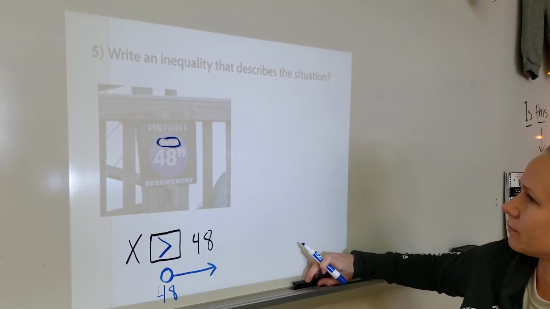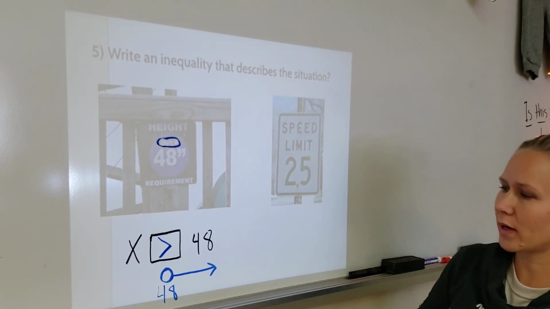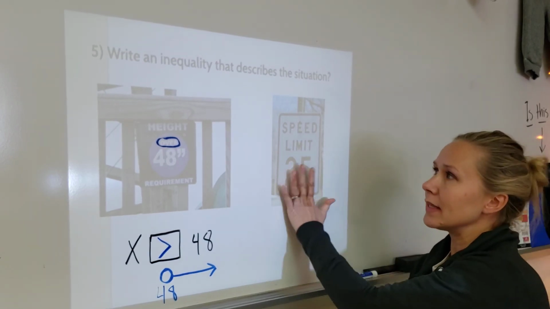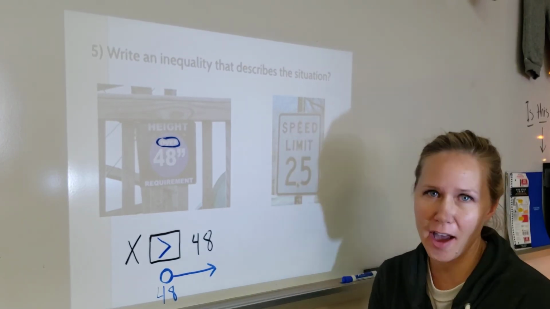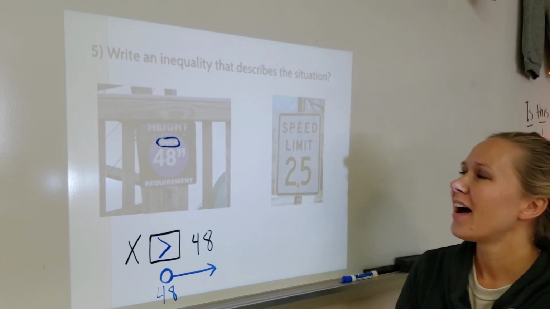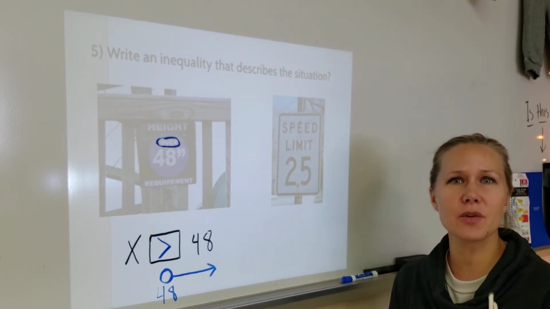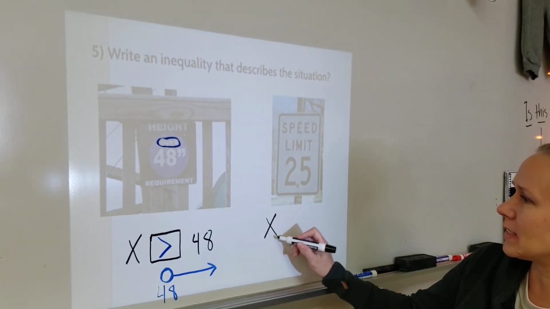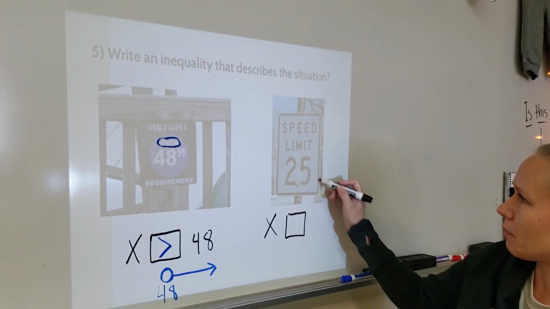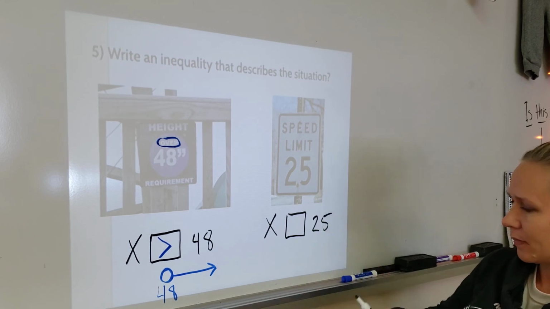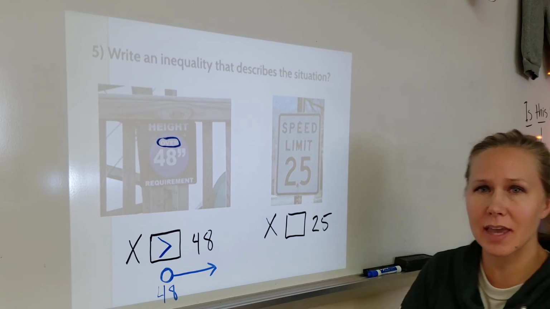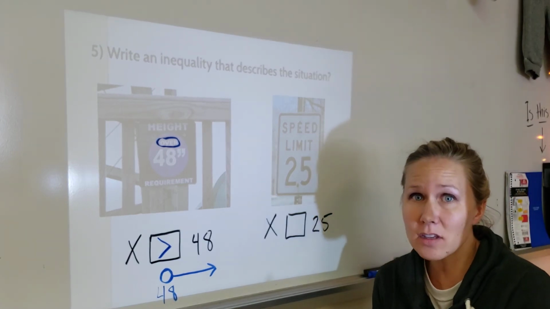Let's try this one. Speed limit, 25 miles an hour. So if the legal speed limit's 25 and you're not going to go over that, what are the speeds on the road that the drivers could go? Okay, so let's write an inequality. The speeds that they could go would be what compared to the number 25? Okay, so again, if it helps you to sketch a little graph, I think it's really helpful.